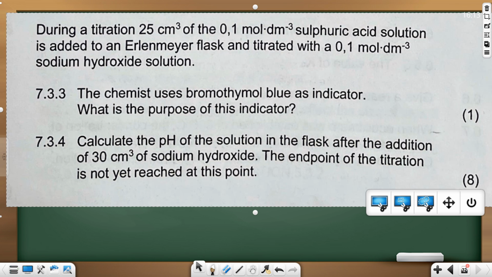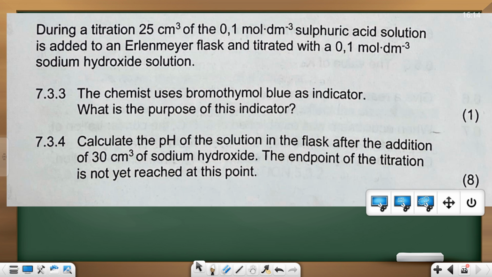During the titration, 25 cm³ of the 0.1 mol/dm³ sulfuric acid is added to an Erlenmeyer flask and titrated with 0.1 mol/dm³ sodium hydroxide. All right, this is what I'm looking for. I love this one. I was hoping that I would do something like this, and it's beautiful. It combines the 2. The chemist used bromothymol blue as indicator. What is the purpose of the indicator?